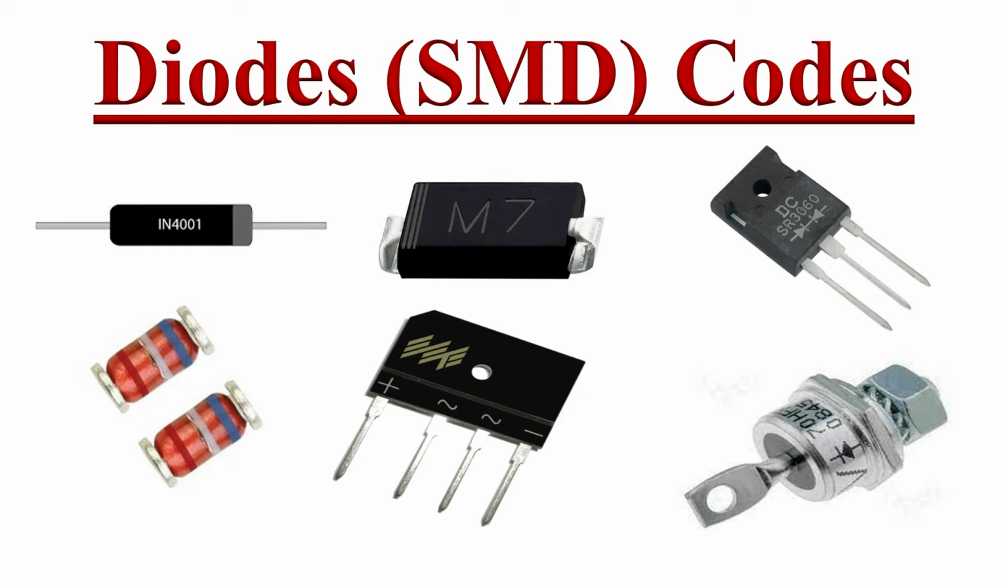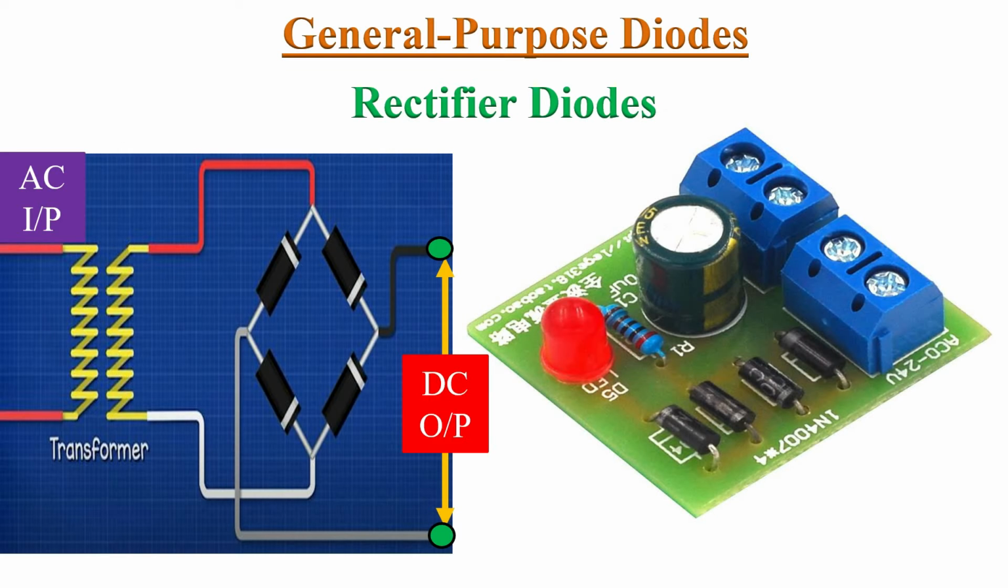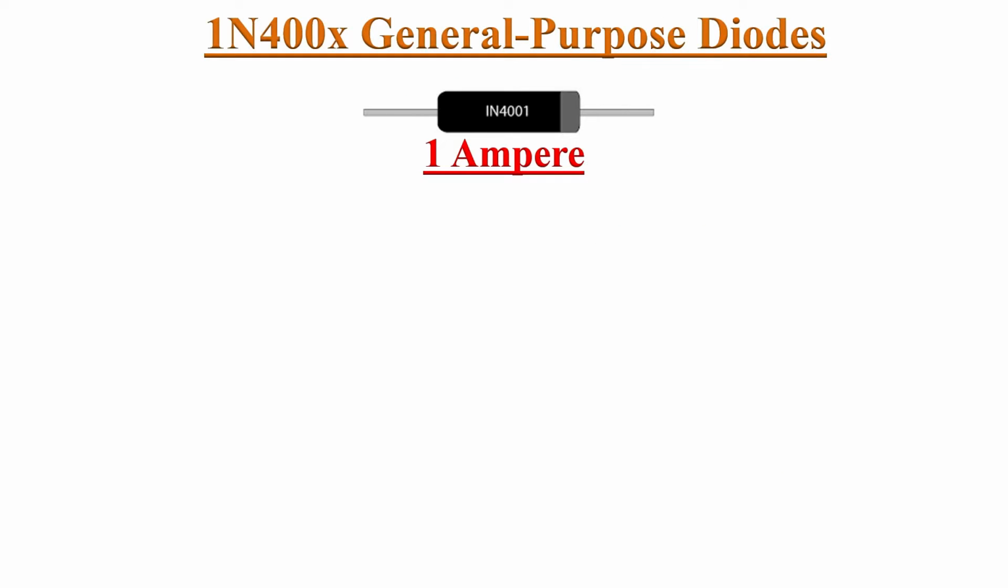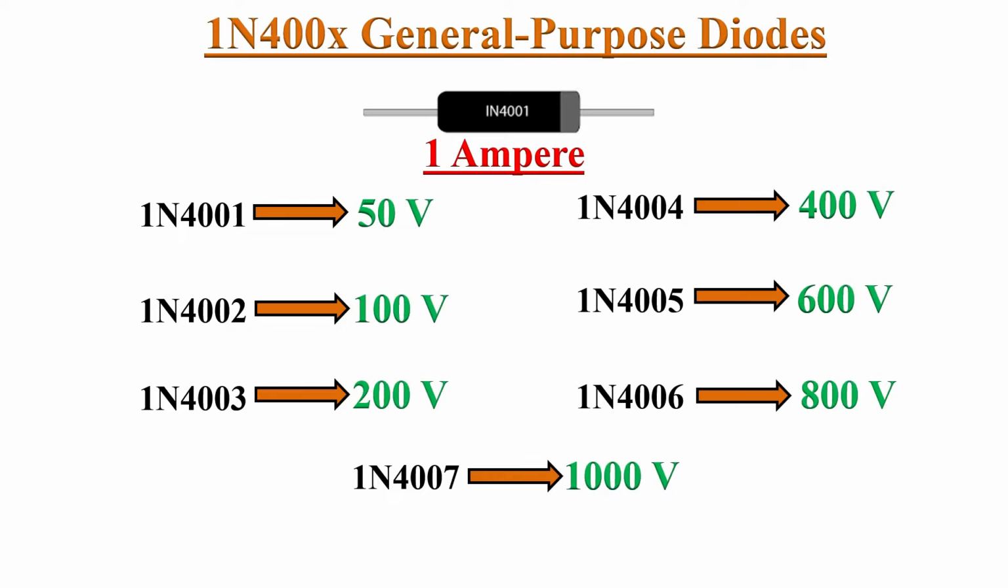Today we will discuss diodes and the SMD diode coding scheme. First we start with general purpose diodes. These diodes are also called rectifier diodes because they are used in designing rectifier circuits. The 1N40 series is 1 ampere current rating general purpose silicon rectifier diodes. These diodes' voltage rating starts from 50 volts to 1000 volts.